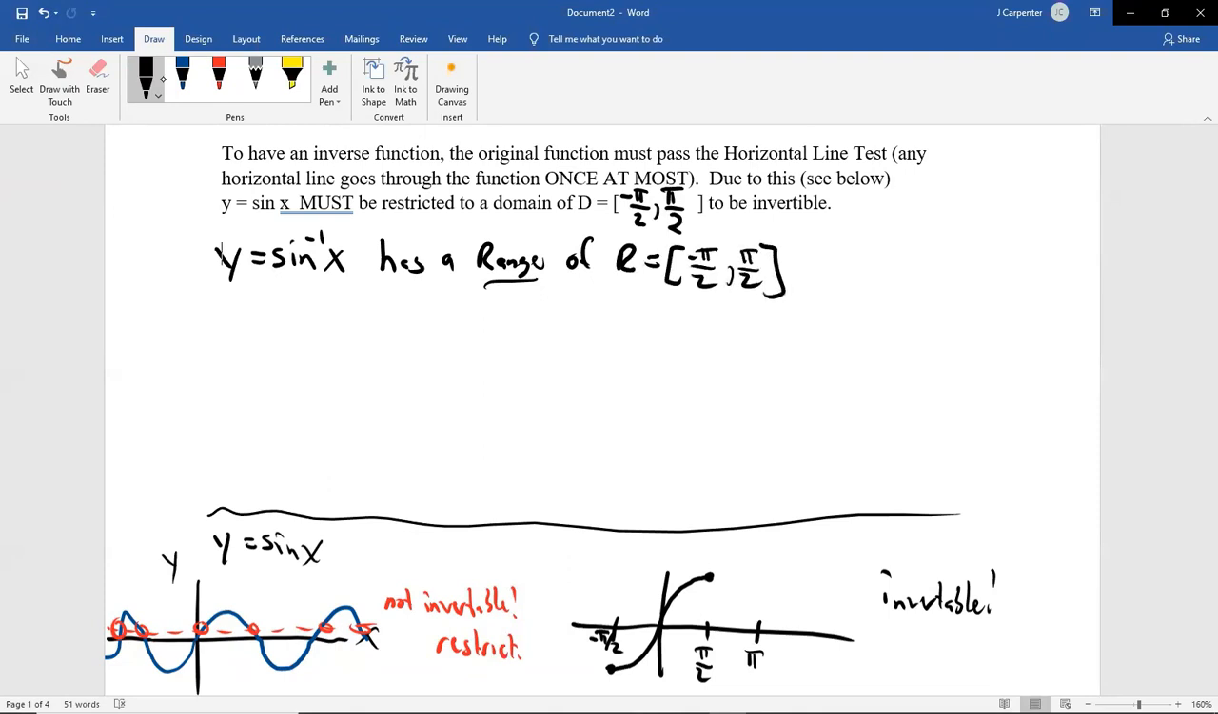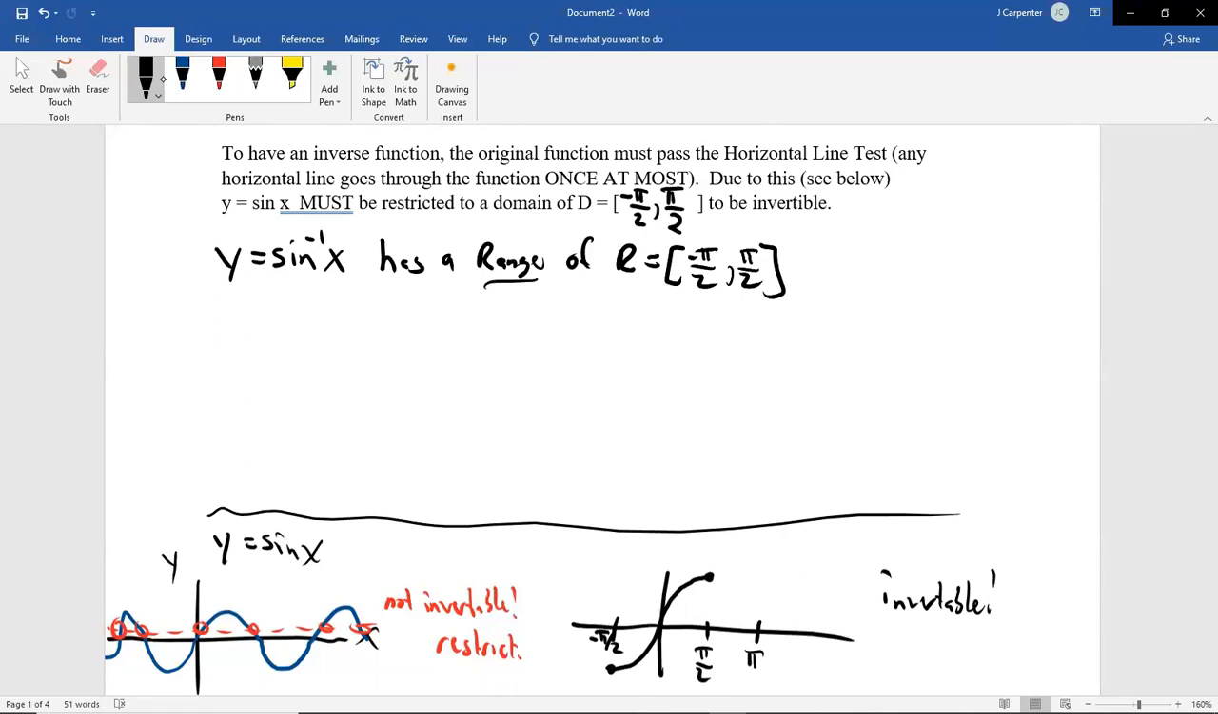The domain of a regular function is the range of an inverse function. The domain of an inverse function is the range of a regular function. They swap. X's of one are the Y's of the other. Y's of one are the X's of the other.